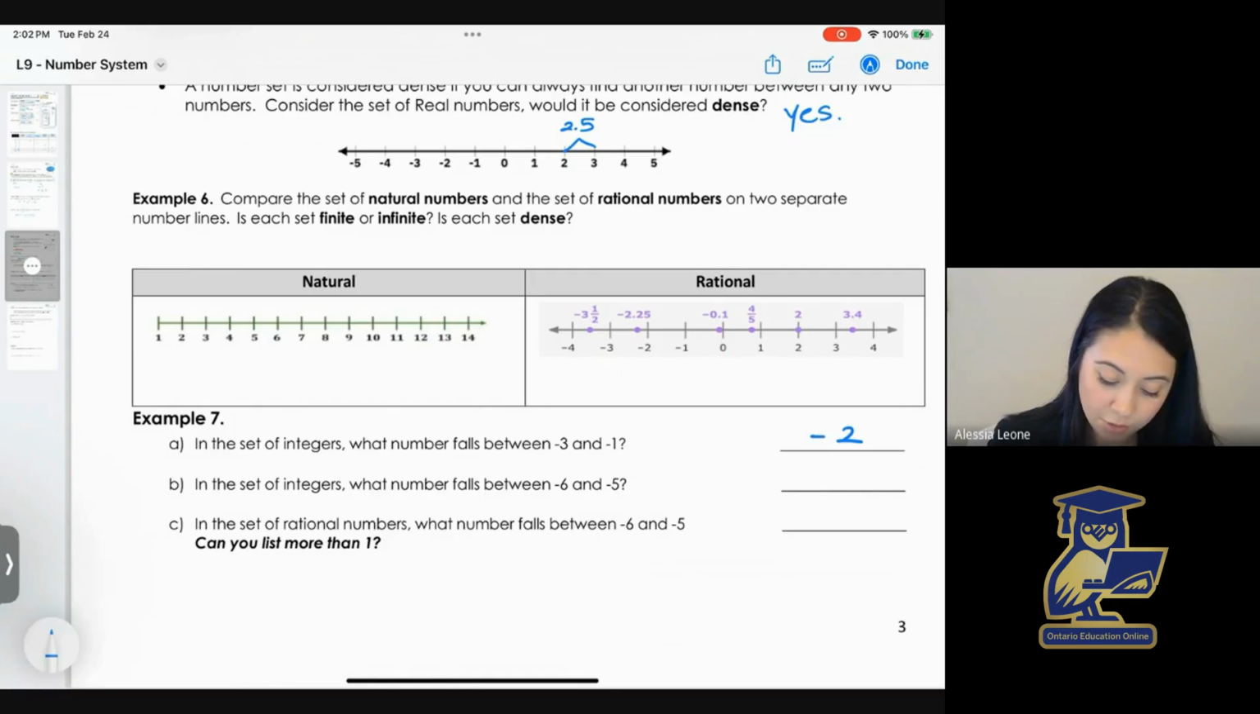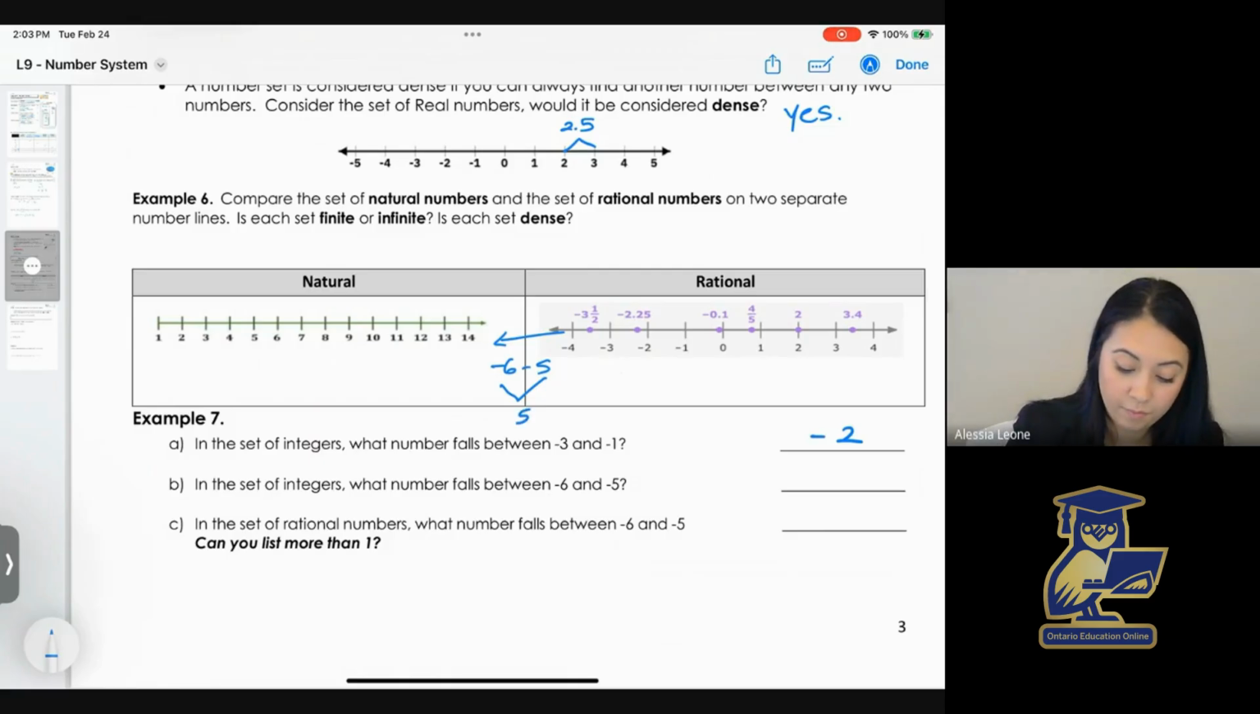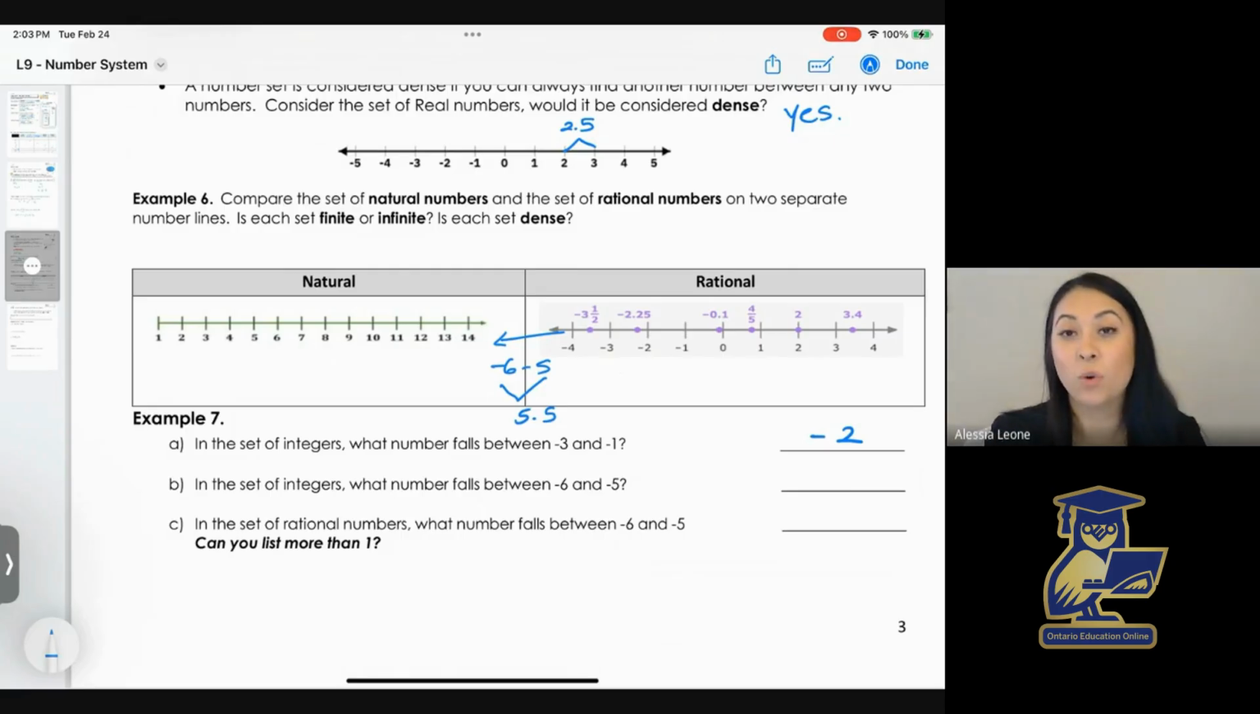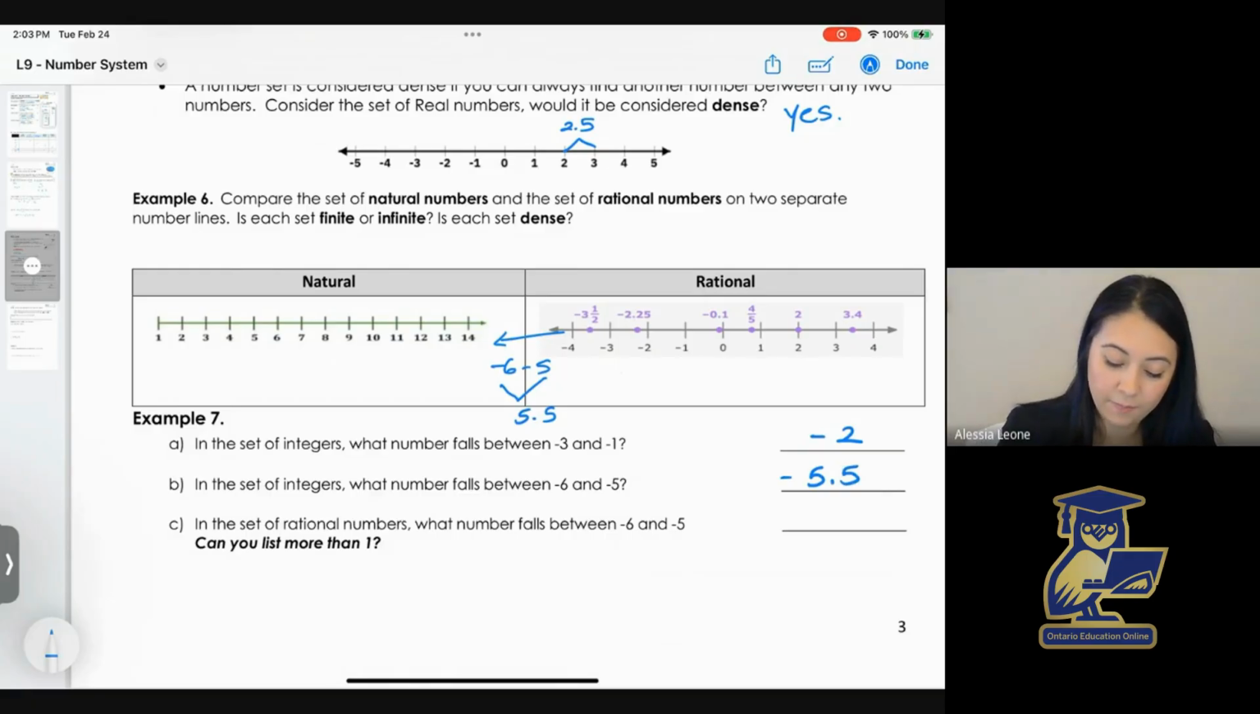In the set of integers, one number falls between -6 and -5. -6 would be down here. What number would fall between -6 and -5? We can choose. An easy one to think of is what's in the middle. -5.5. -5.5 would be in the middle of -6 and -5.